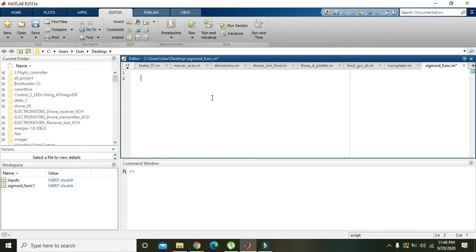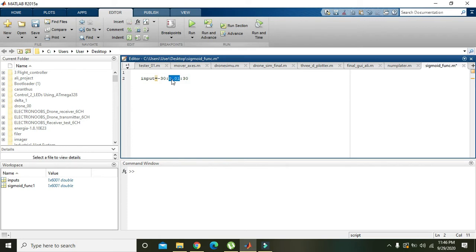So here we will write our input. Input is minus 30 colon 0.01 colon 30. What is it actually? It is simply a range of values that starts from minus 30 and goes towards plus 30. And what is this 0.01? It is the step size.